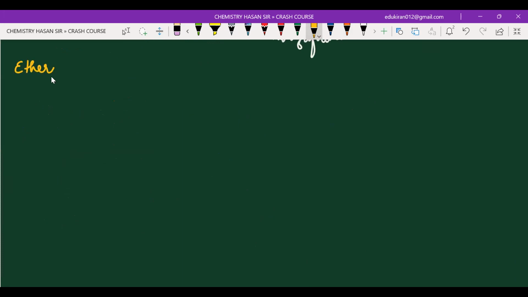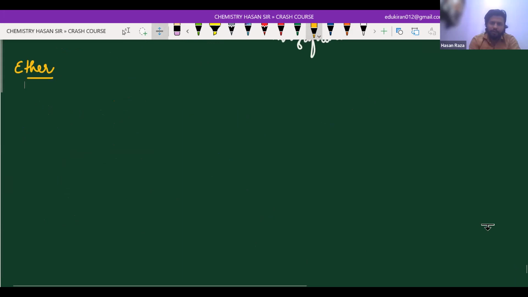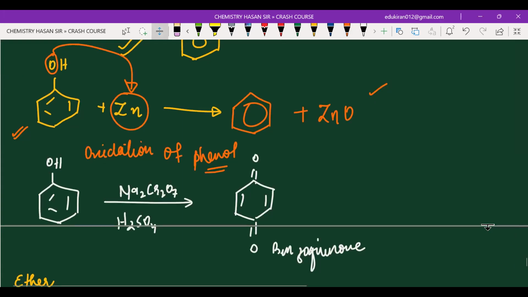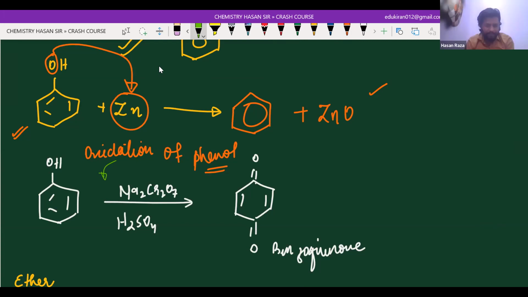Sir, I have one doubt. Just let me know when to change the slide, Ashrit. Sir, the oxidation of phenol is for the second reaction, right? Like the benzoquinone, or the above reaction? This is the oxidation of phenol. Okay, I thought it was the above one. The above reaction is the reaction with zinc dust. You can write it as reaction with zinc.